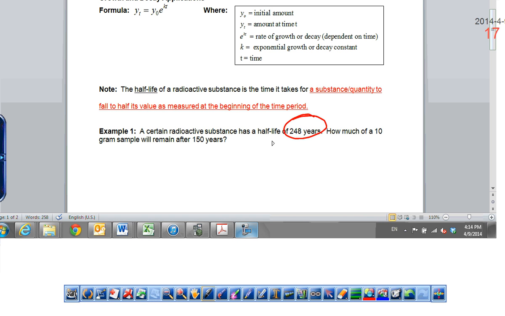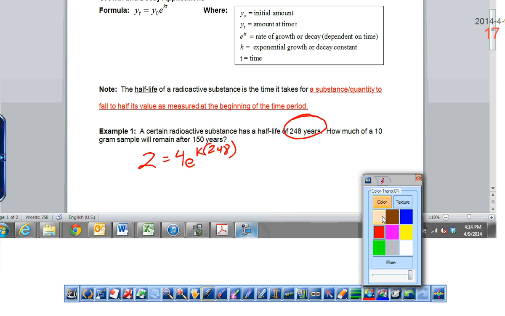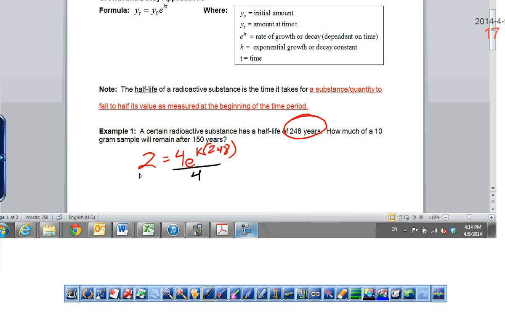So to do that, we're just going to pick a number. I'm going to go ahead and go with 4. I'm going to start with 4, so that's my initial amount. My E is E, I don't know K, and it says my half-life is 248. But remember, after 248 years, it's going to be half of this, so half of 4 is 2. Now it's just a simple problem of solving for K. To do that, we're going to first divide by 4. So I get 0.5 or 1/2 equals e to the 248k.